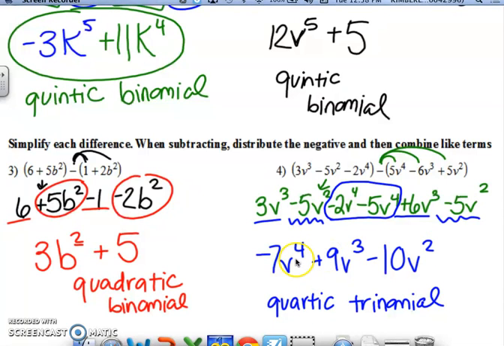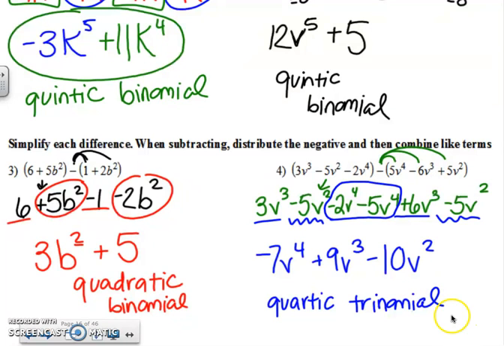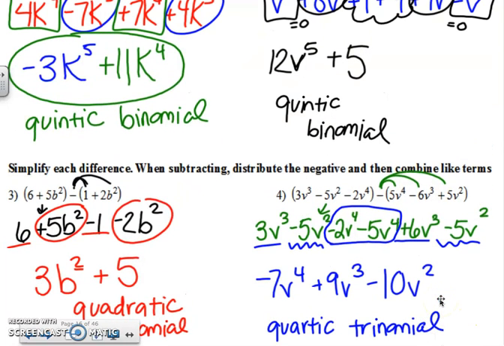And to name that, that 4 would mean quartic. Since there were 3 terms, trinomial. Okay, so that is how you add and subtract polynomials.